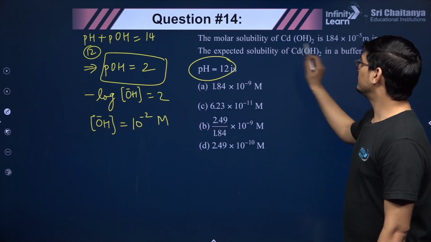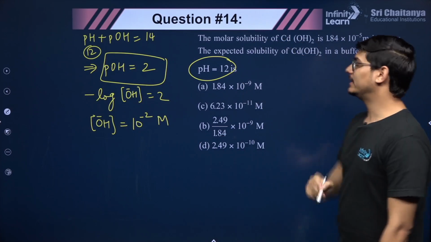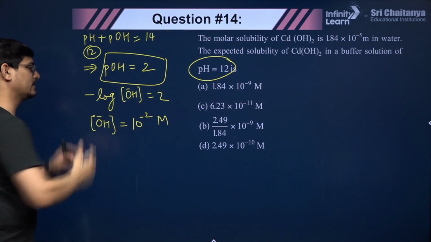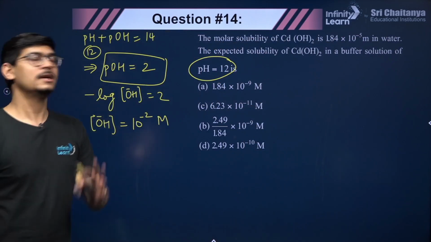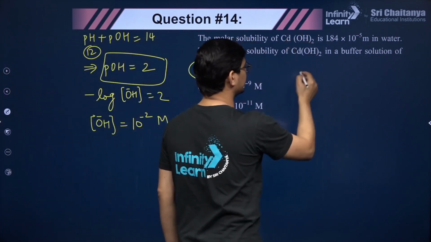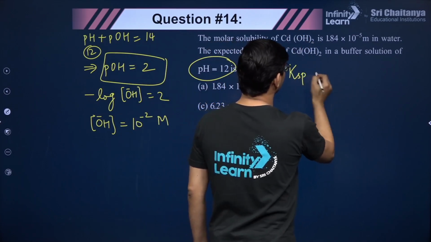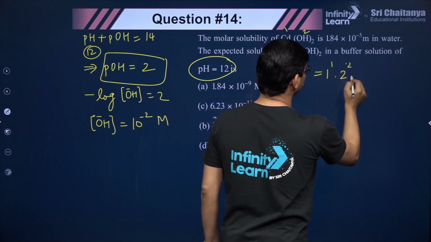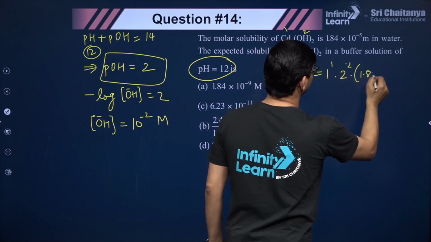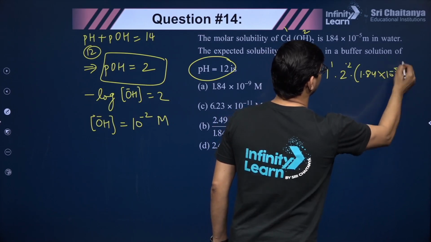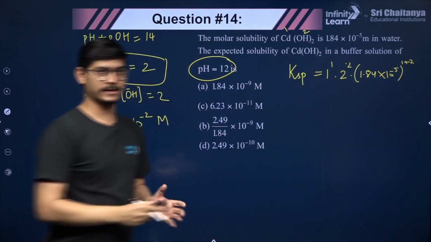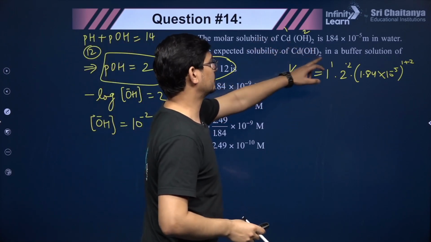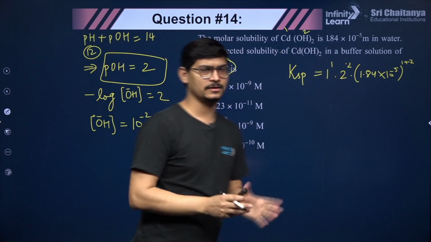Now the cadmium hydroxide molar solubility is given, and we have to find the solubility in a solution which contains 10 raised to the power minus 2 molar of hydroxide. So first thing that we will do, we will find the KSP. There is one cation and two anions, so 1 raised to the power 1, 2 raised to the power 2, solubility raised to the power 1 plus 2, right? That is how we write KSP for a salt: the number of cations raised to the power of the number of cations, similarly for anions, and then this.